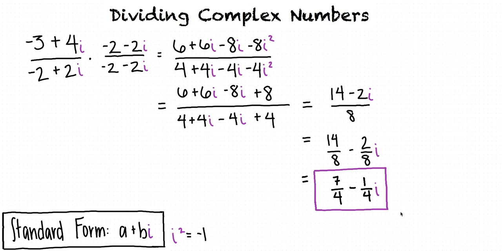Okay, so to divide complex numbers, we start by multiplying both the numerator and denominator by the conjugate of the denominator. Then we FOIL both the top and bottom of the fraction and use the properties of imaginary numbers to simplify. Finally, we must make sure our answer is written in standard form. Great job! It sounds like you understand how to divide complex numbers.